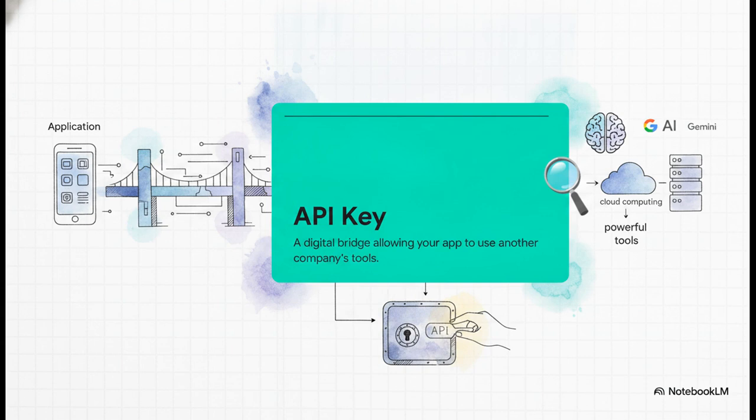If you're not familiar, think of an API key like a digital bridge. It allows your app to securely borrow and use another company's incredibly powerful tools. In our example, the creator wanted to use Google's Gemini AI. So they just grabbed a free API key from Google AI Studio, went back into the Replit chat, and literally typed, "I want to add my Gemini API key." Replit popped up a secure box, they pasted the key, and boom, instantly connected to Google's supercomputer.